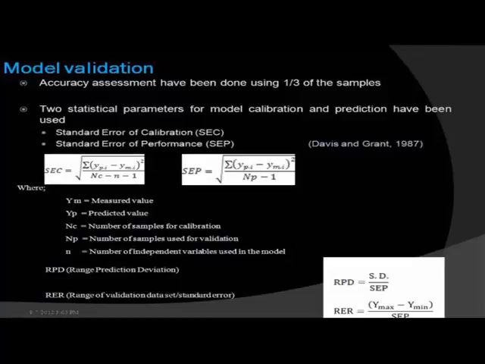NC is the number of samples for calibration, NP is the number of samples used for validation, and N is the number of independent variables used in the model. Like in this case, we have used 18 variables. Then there are two other statistical parameters considered to evaluate how good the model is. One is RPD, the ratio of prediction to deviation, which is the standard deviation divided by the standard error of prediction. Then there is RER, the range error ratio, which is the range of the validation data set divided by the standard error of prediction.